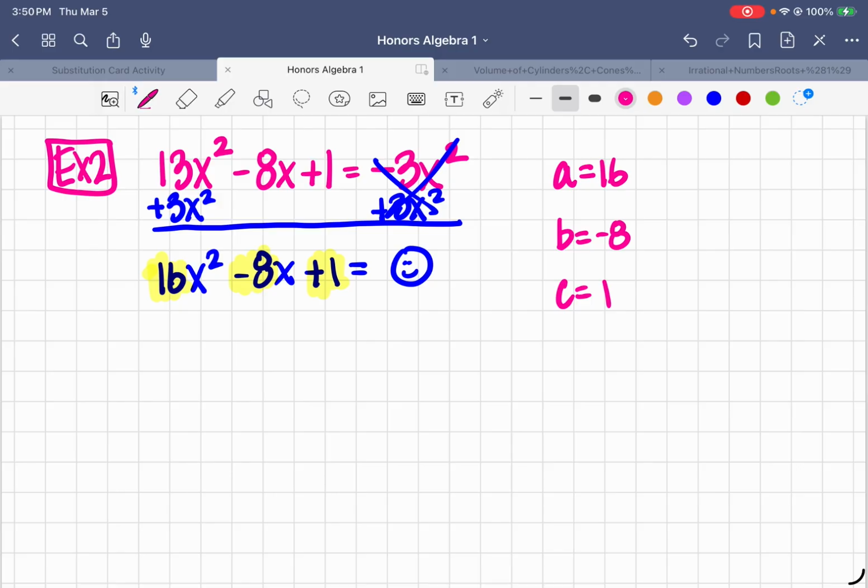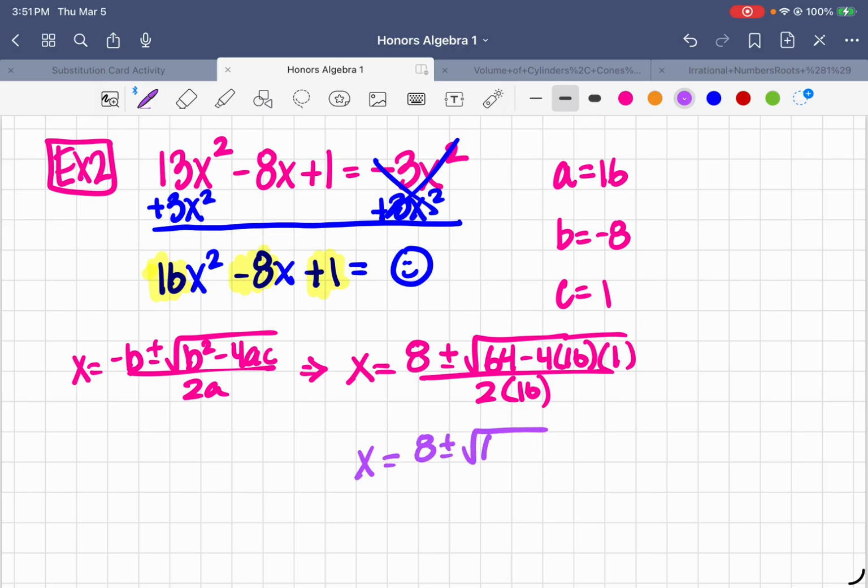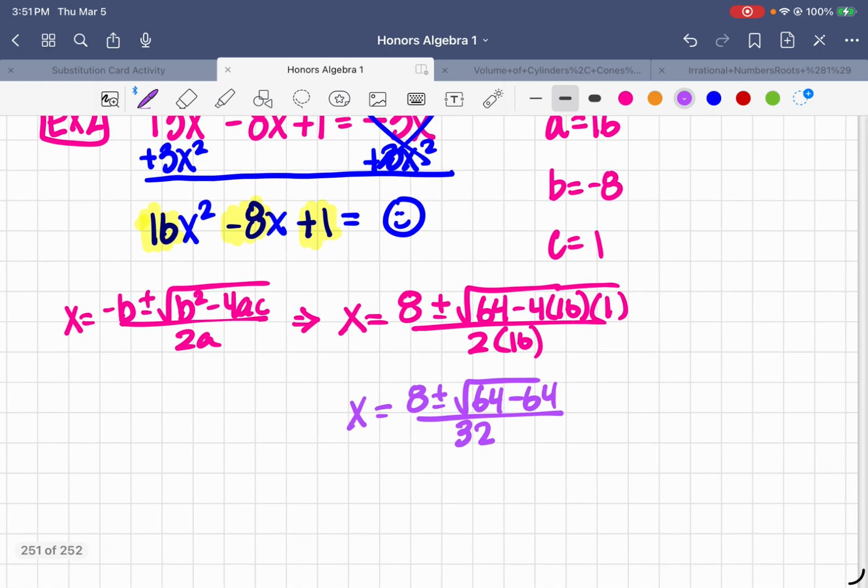All right, let's see how you did. x equals opposite b plus or minus the square root of b squared minus 4ac, all over 2a. Take the opposite of b, that's 8, plus or minus the square root. Negative 8 squared is 64, minus 4 times a times c, all over 2 times a, which is 16. So I get x equals 8 plus or minus the square root of 64 minus 64 over 32.